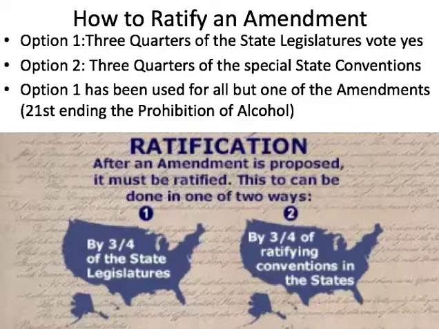The only amendment that went through option 2 was the 21st Amendment, which repealed the prohibition of alcohol, a wildly unpopular measure put forward by the 18th Amendment. Initially, people thought it would be a great idea. It would end consumption of alcohol, crime, all these things. But instead, consumption went up, crime went up, organized crime went up. And it was during the Depression, so people were making less money. It was just a really poorly conceived amendment, the 18th Amendment.